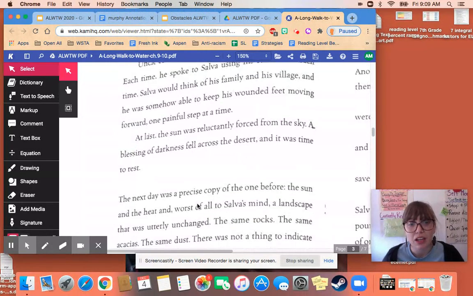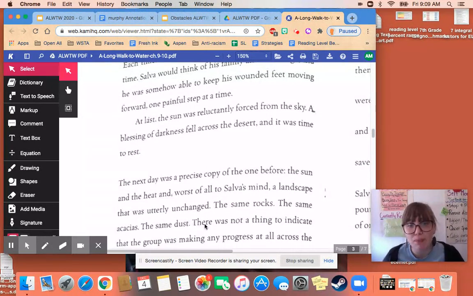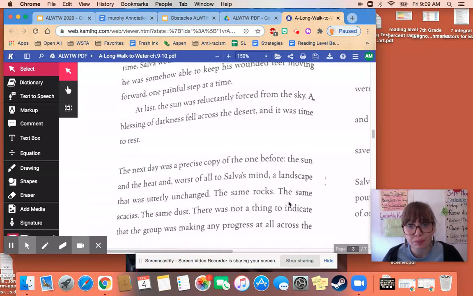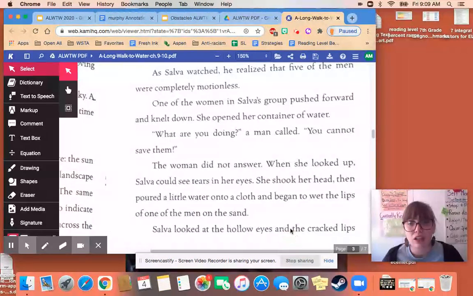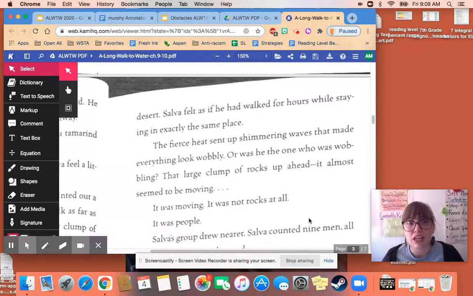The next day was a precise copy of the one before. The sun and the heat, and the worst of all, to Salva's mind, a landscape that was utterly unchanged. The same rocks, the same acacias, the same dust. There was not a thing to indicate that the group was making any progress at all across the desert. Salva felt as if he had walked for hours while staying in exactly the same place.